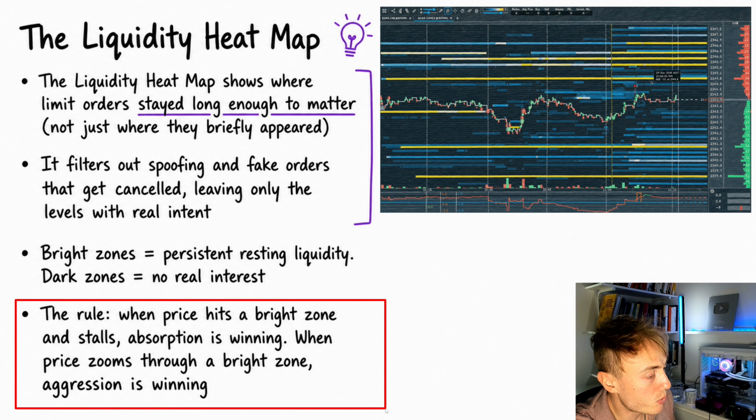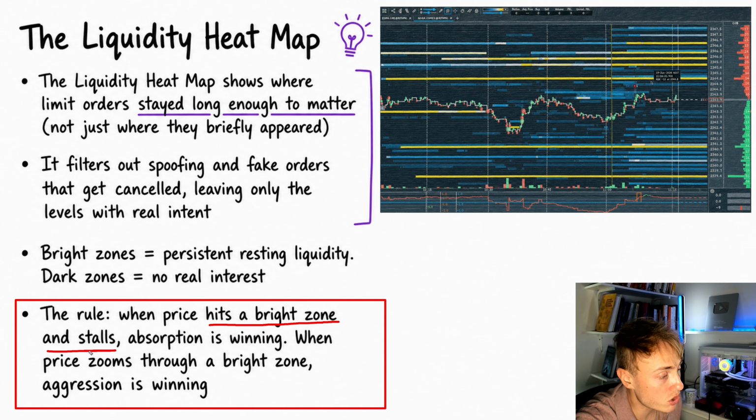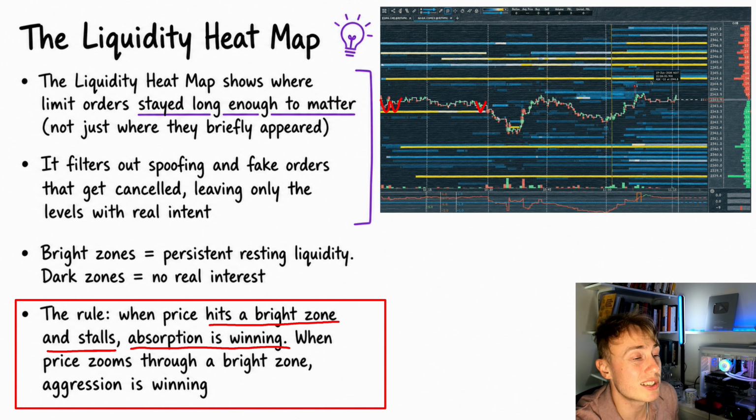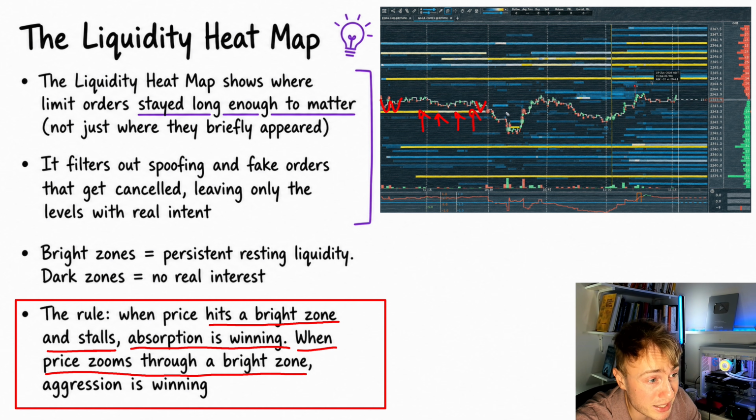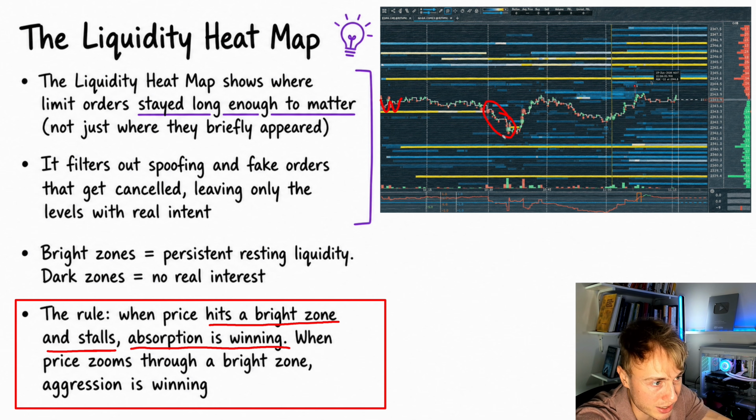But here, a simple rule is that when the price hits a bright zone and stalls, we usually say that absorption is winning. So for example, when the price stalled here multiple times and bounced, we say that absorption is winning. And you can think about absorption as a sort of defense. In this case, the buyers managed to defend this level with buying pressure. But when the price zooms through a bright zone and breaks it, like we saw for example right here, that means that aggression is winning.